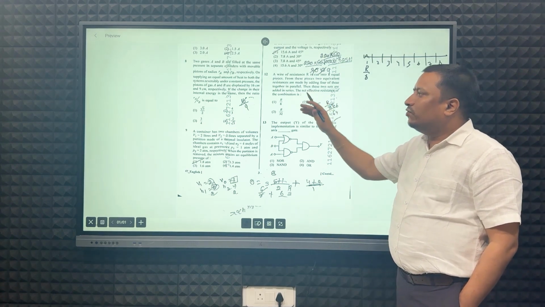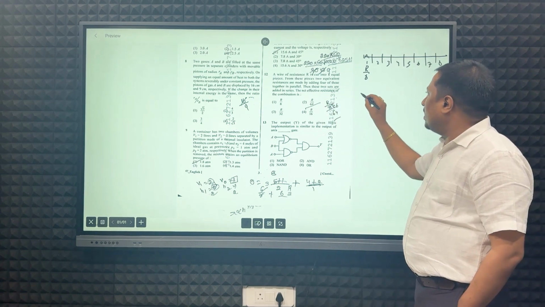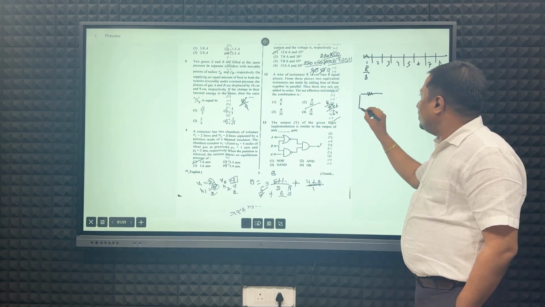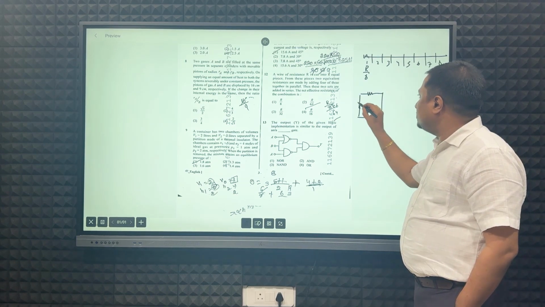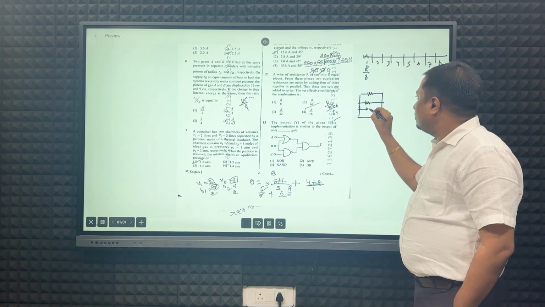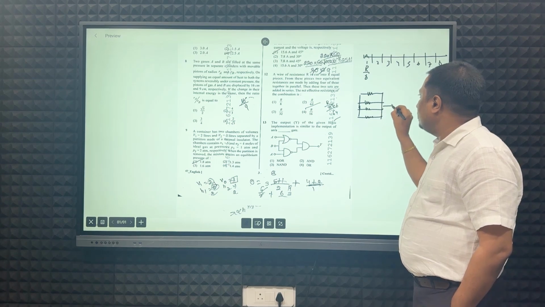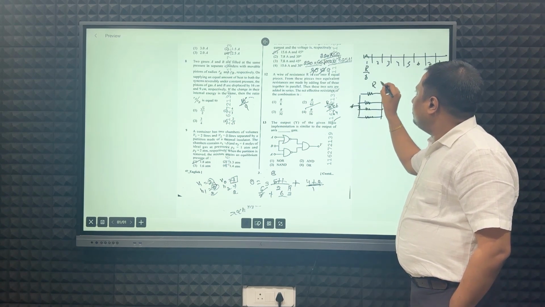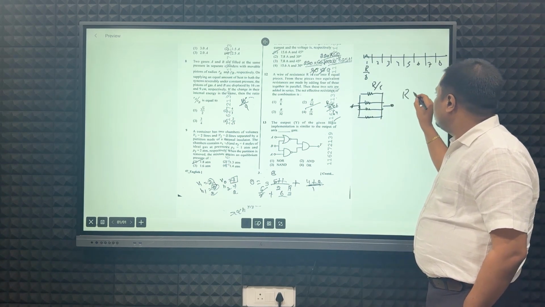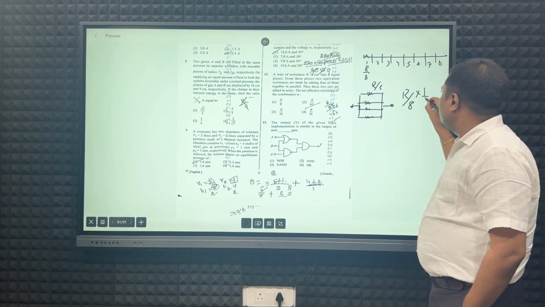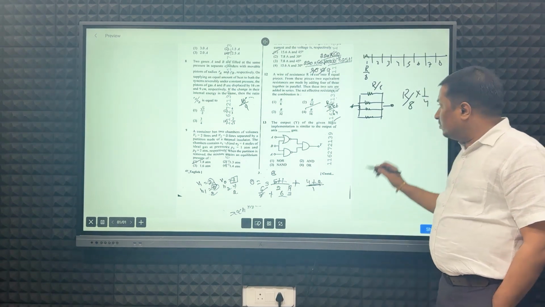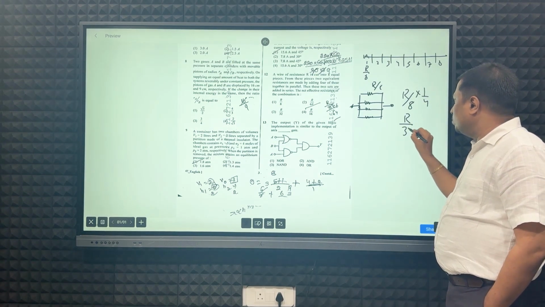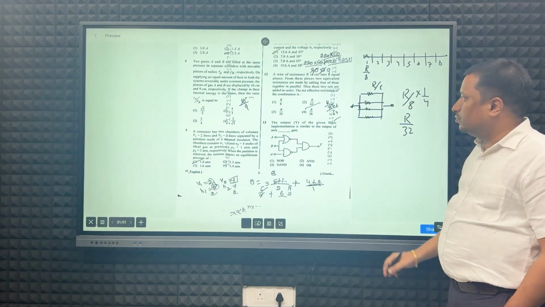What have they done? 4 they have connected in parallel. Matlab R by 8, R by 8 and R by 8, 4 times it is connected in parallel. What will happen? R by 8 into 1 by 4 it will become. Matlab it will become R by 32. One combination will become R by 32.